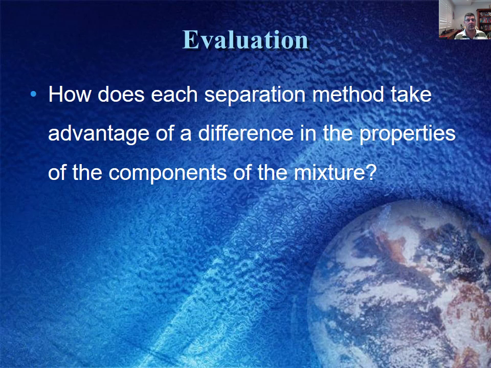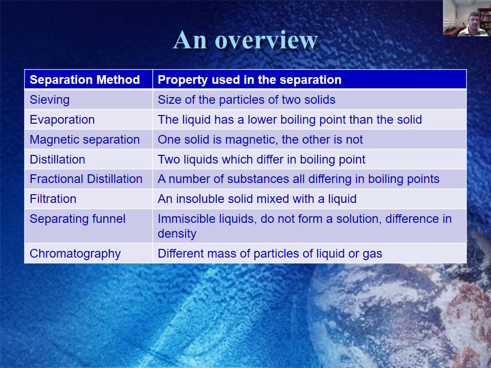What I want you to do is set up a comparison table, for example, which I'll give you an example of on the next slide, to help you to identify what is key for each of these different separation processes. So here's a little bit of an overview. You can see that I've put in one column of this table a range of different separation methods, from sieving to evaporation, magnetic separation, distillation, and so on, to give you an idea of some of these different types of methods.